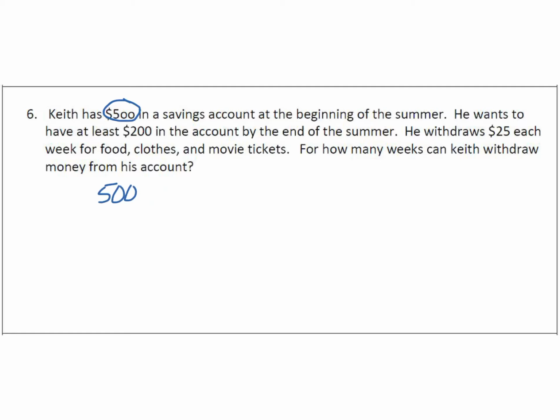He wants to have at least, is going to be greater than or equal to, okay? So that's where that information came from. 200 in the account by the end of the summer. So 500 at the beginning, he wants to have at least 200 in there by the end. So at least means greater than or equal to 200.